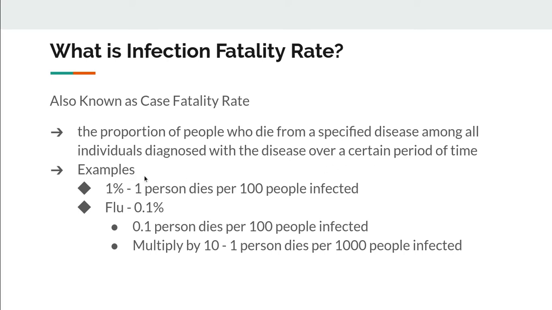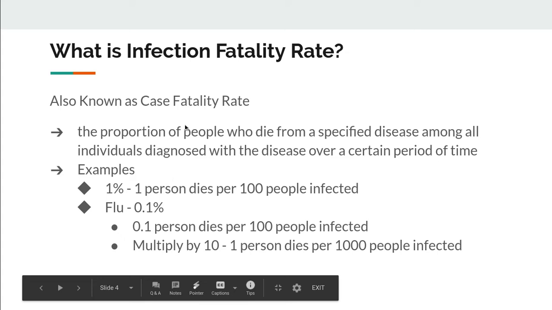I know that's just the definition of it, and I wanted to explain it to you with a couple examples. If the infection fatality rate is 1%, okay, so we know that a percent is out of 100, so that would be 1 out of 100. One person dies per 100 people infected. So if there were 100 people that had that disease, one of them will die. And of course, there's always exceptions to everything, but with statistics, they want to know approximately what would happen.